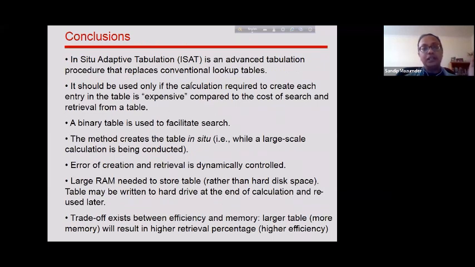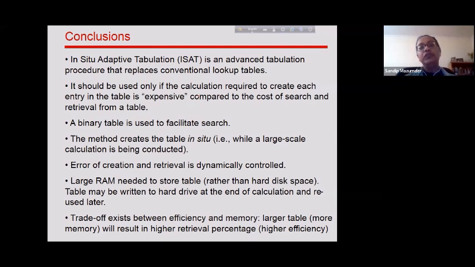So in conclusion, and again, as I said, I'm not going to go over the details for multidimensional problems. You can look it up yourself. I'll show you some references in the next slide. But some conclusions: ISAT is a procedure that replaces conventional lookup tables. Number one, it's a binary table. Number two, it's created in situ while the calculations are going on. You don't have to create and store it a priori.